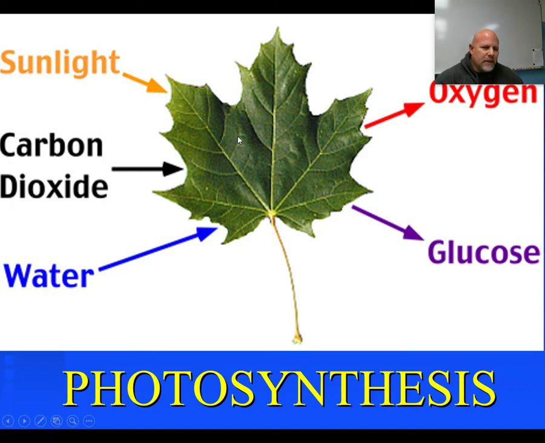So sunlight's going to come in through the surface, but how does carbon dioxide and water enter the leaf, and how does oxygen and glucose leave?